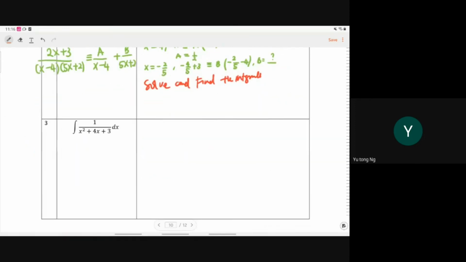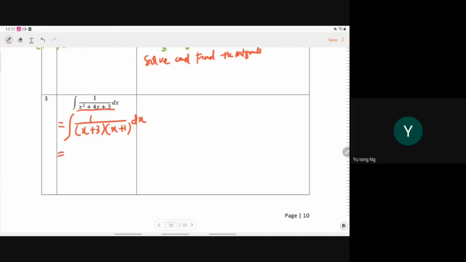Okay, so kalau yang ni, nombor 3 ni, how to solve this? First, you have to factorize this one dulu. Okay, integrate 1 over (x plus 3)(x plus 1). Okay, so lepas tu baru you start with cari dia punya partial fraction and then baru kita integrate. Find the partial fraction. Okay, then integrate.